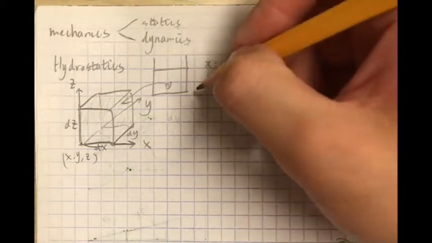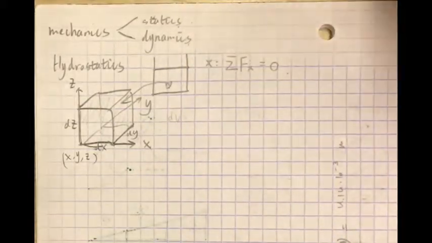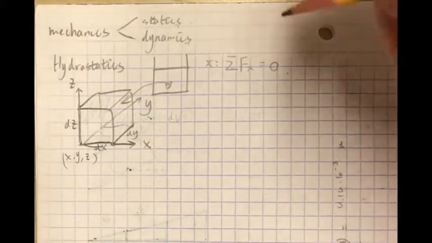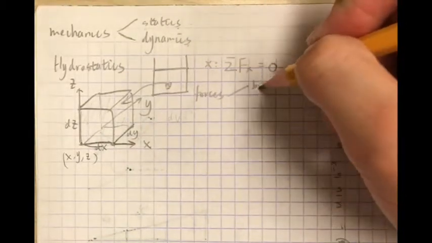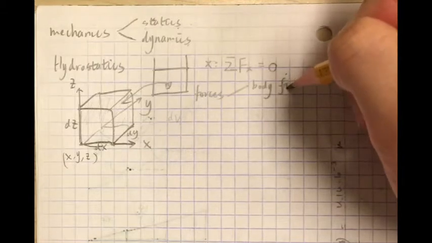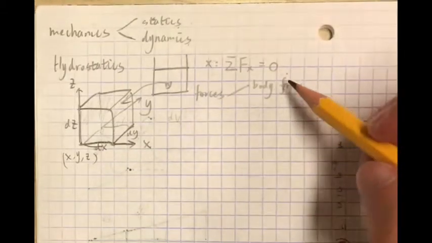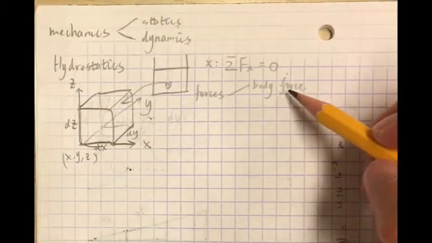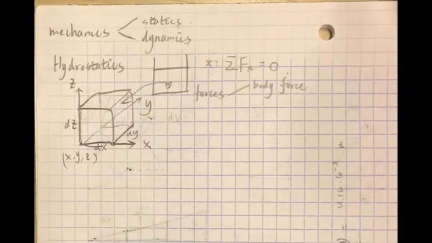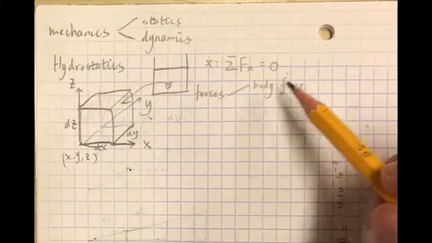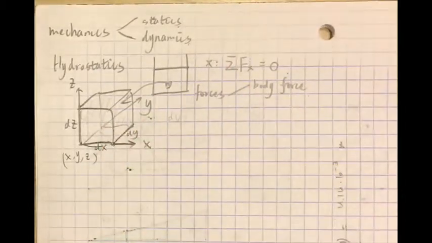Well, in fluid mechanics, usually we can divide forces into 2 categories. One is called body force. Body force obviously is something that is acting on the whole body, on the whole particle, right? So do we have that kind of force? Do we have body force acting on this cube? Actually, we do. We have the gravity, right?